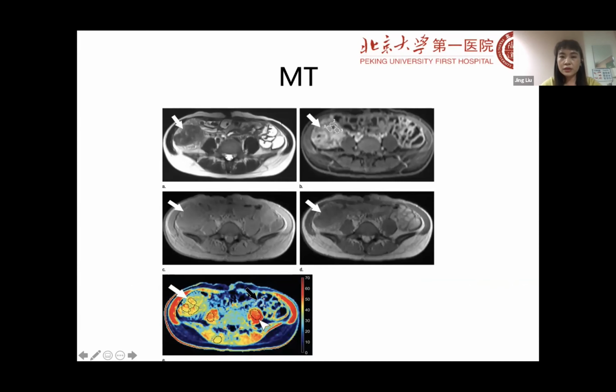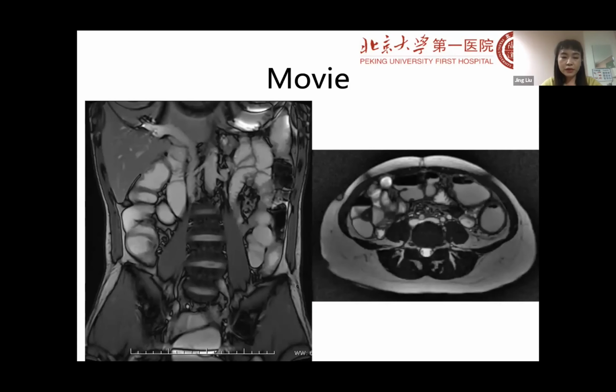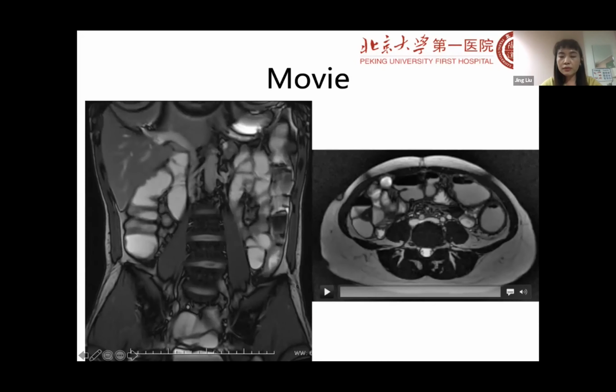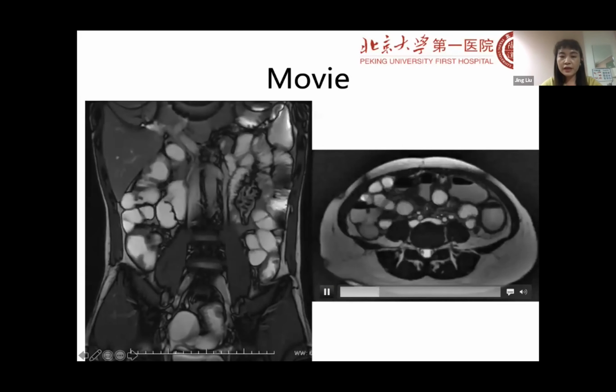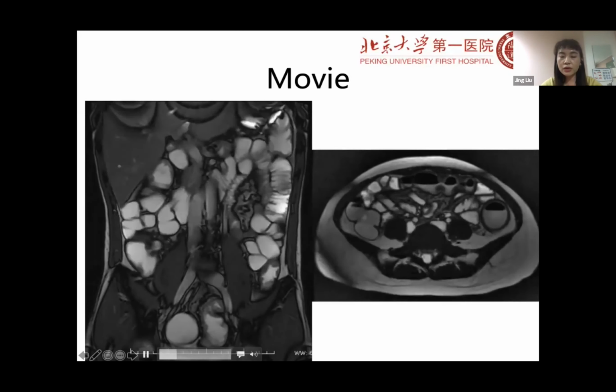And for magnetic transfer imaging, it is still at the research stage. From the studies, we could say magnetic transfer imaging could extract the fibrosis in the bowel wall, because whether there is any fibrosis or not is very crucial for the therapeutic strategy. And also, again, for the movie, we've already seen it before. We could see how the bowel moves, and if there is any narrowing or stricture.